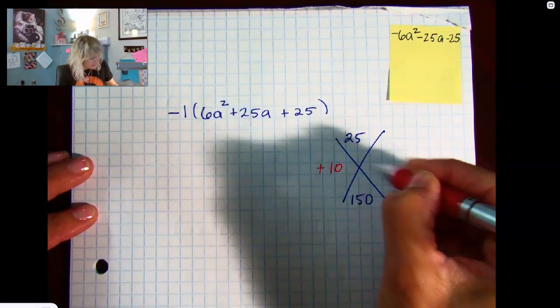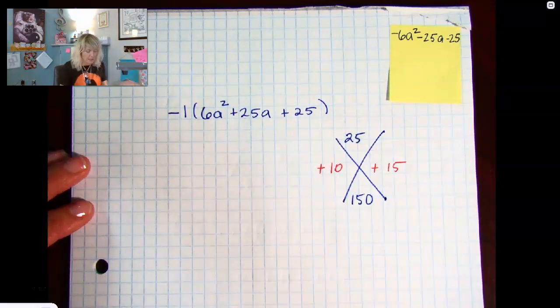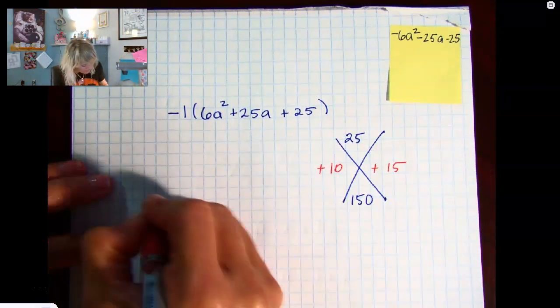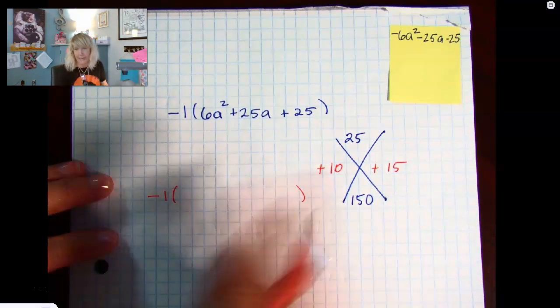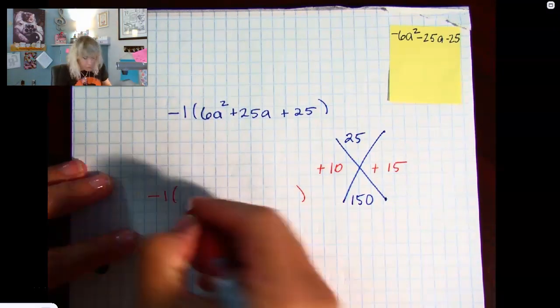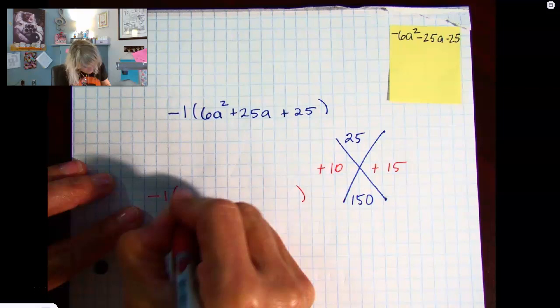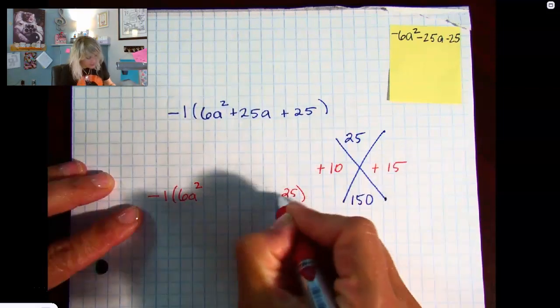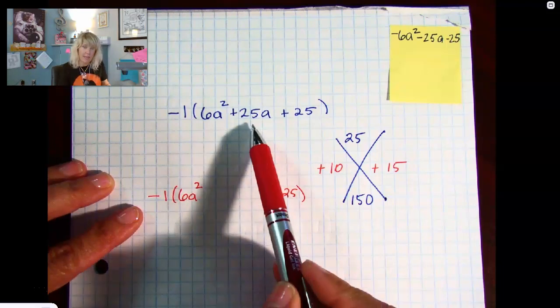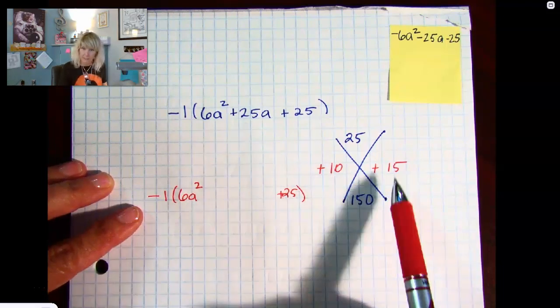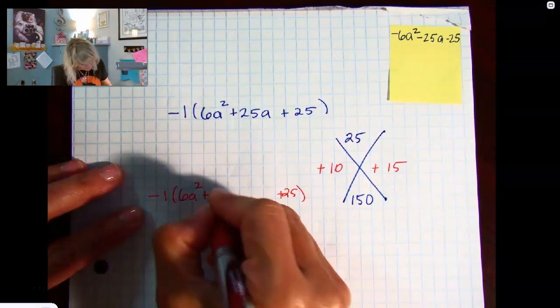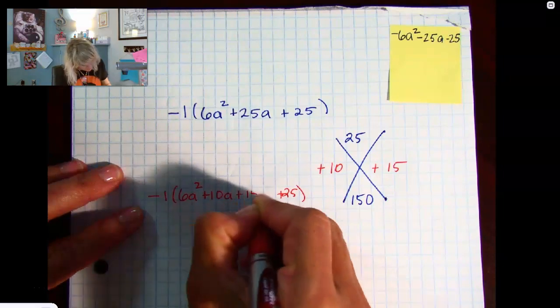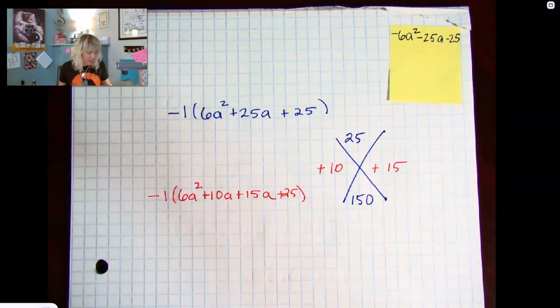And they're both positive. So here we go. I'm going to recopy that negative 1 right now. He's just hanging out for the ride. Recopy the first term. Recopy the last term. And then instead of writing 25a, I'm going to write plus 10a plus 15a. And now we're going to factor by grouping.